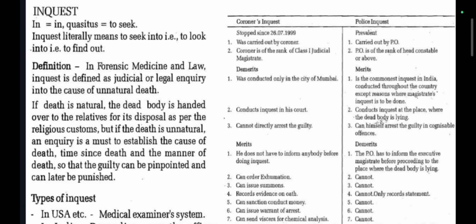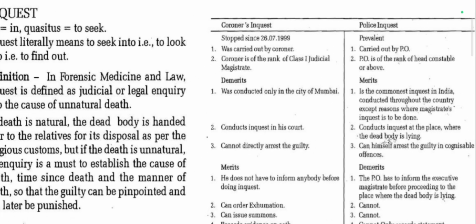Difference between coroner's inquest and police inquest. We'll learn about coroner's inquest first. It is stopped since 26/7/1999. It was carried out by a coroner. Who was the coroner? Coroner is of the rank of class 1 judicial magistrate.